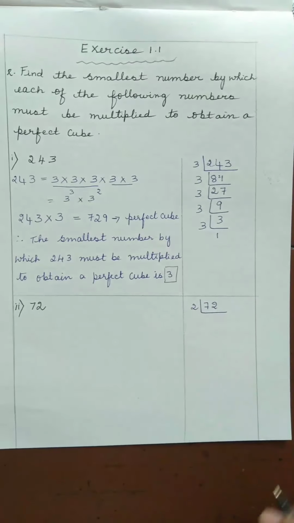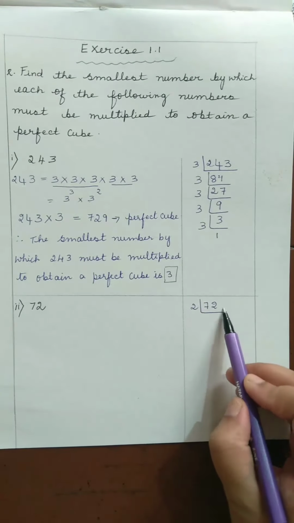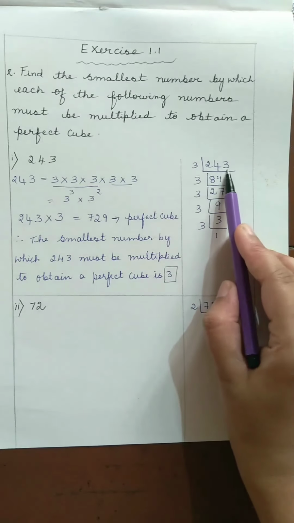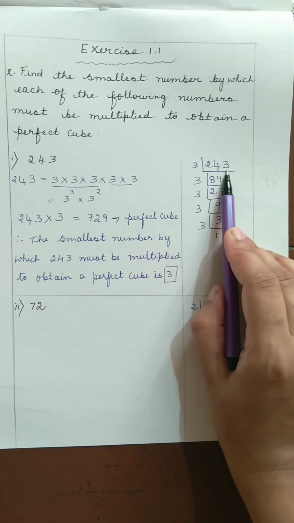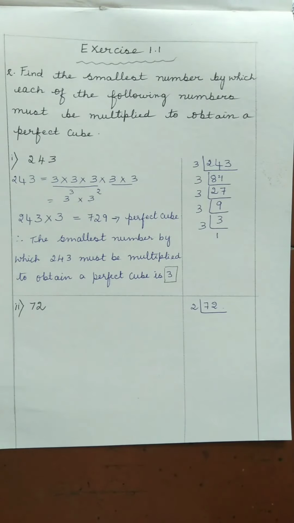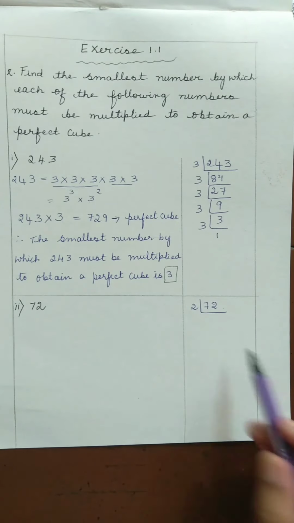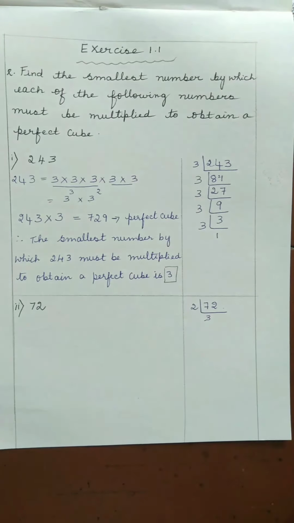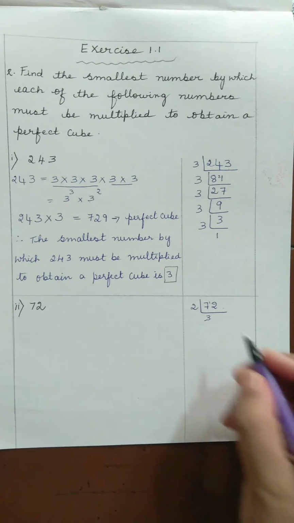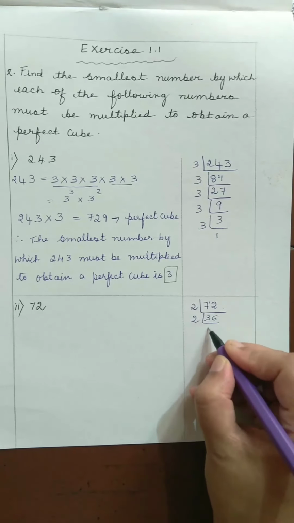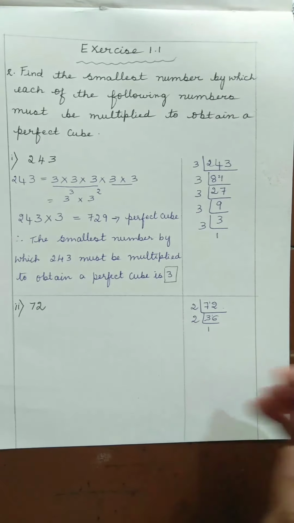So 72 goes by 2. Now we have 72. So it goes by 2. 2 3s are 6. 7 minus 6, it is 1 here. So that it will be 12. So 2 6s are 12. Again it goes by 2. 2 1s are 2. 3 minus 2, 1 is remaining. So 16.